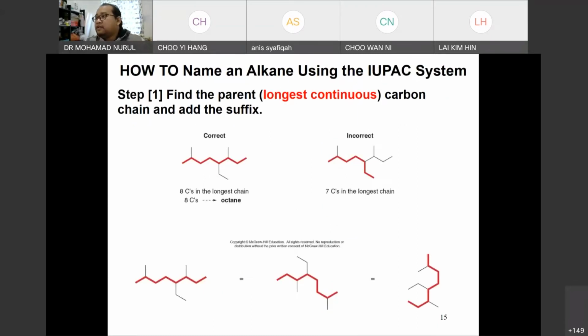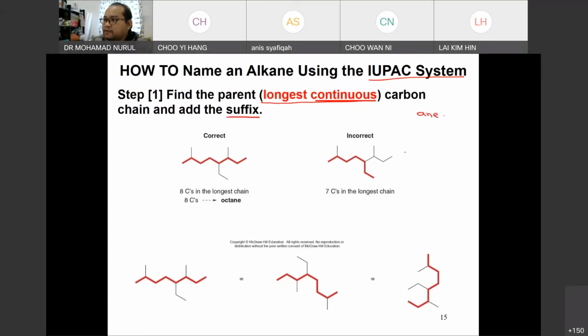How to name the alkane using the IUPAC system? This is the worldwide system that we use for the naming of compounds. I already put additional notes, around 25 pages, about how to name the compounds. You can read that also. First you have to find the longest continuous chain, and after that, put the suffix. In this case, it is ane.